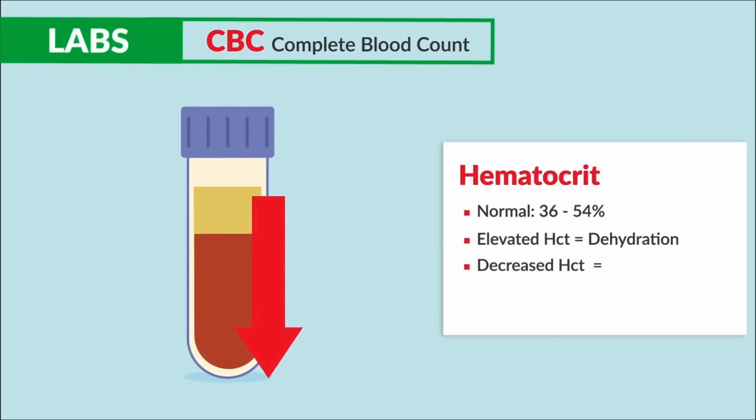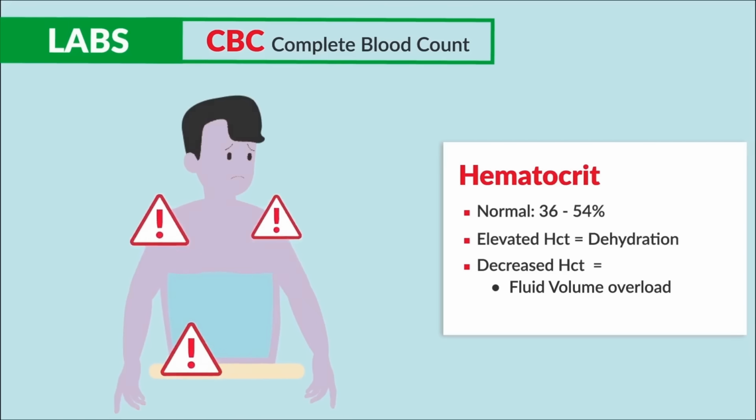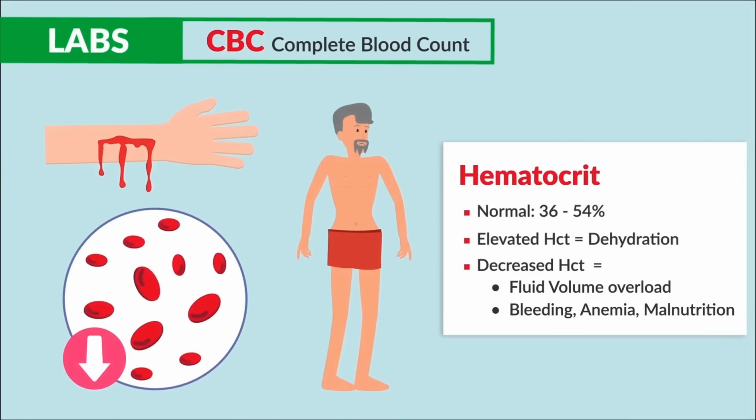Now, for decreased hematocrit, this is from fluid volume overload. The labs are very, very low. Just think the body is very liquidy. So when the body is liquidy, we get low labs, which I call low liquidy labs. Now, hemodilution is an indication of overhydration. Or it could be from bleeding, anemia, and even malnutrition.